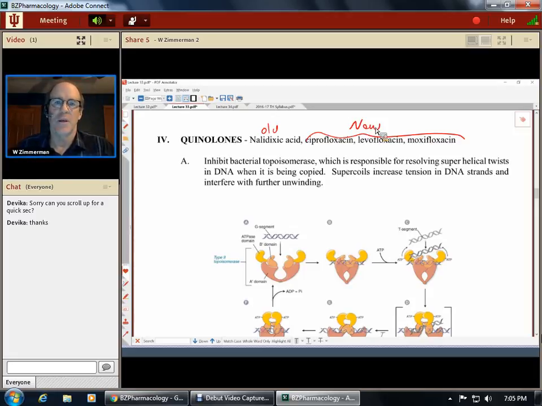These drugs inhibit bacterial topoisomerase, which is responsible for resolving superhelical twist in DNA when it's being copied. You start to pull away those two DNA strands and you create a lot of torsion in front of the loop there, so you've got to resolve that so you can copy the DNA.